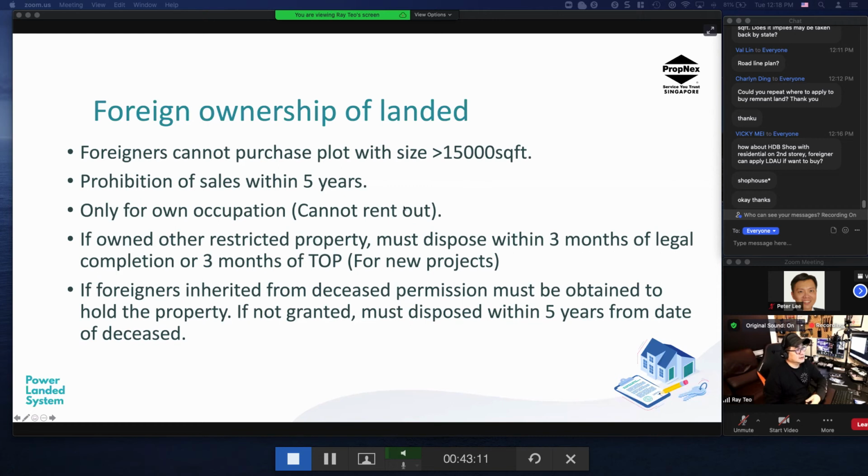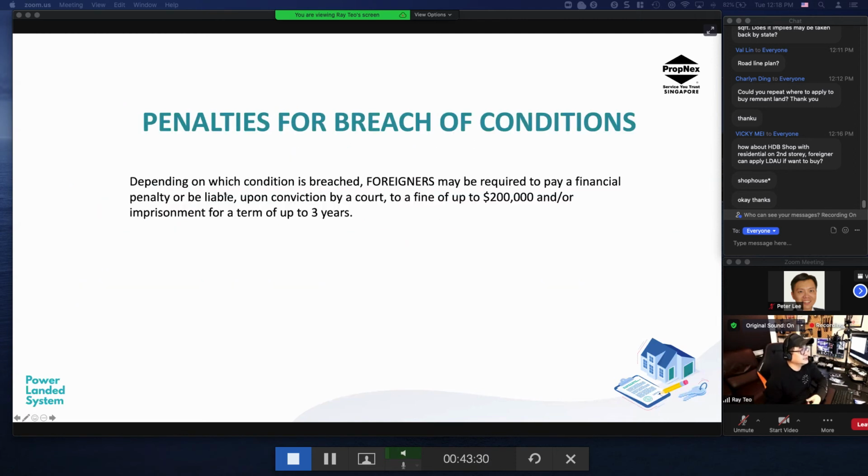I think these are not really very important for your practice, but one thing that will be relevant is how long your in principle approval is worth. Your in principle approval from LDAU can last 1 year. Then penalties for breach of conditions: let's say you are a foreigner, you buy already, then you rent it out. You can be fined up to 200,000 or imprisoned up to 3 years. This is the penalty.